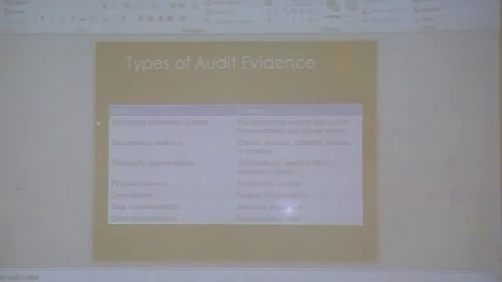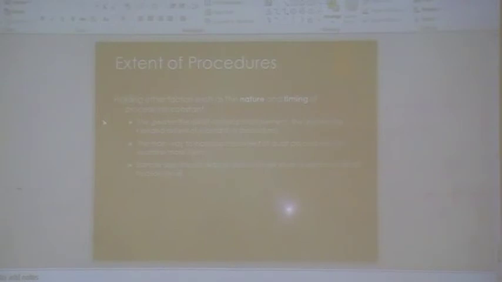Hold other factors, such as the nature and timing of procedures, constant. The greater the risk of material misstatement, the greater the need for extent of substantive procedures. So the more material we think our misstatement is going to be, the more procedures we're going to have to do. The main way to increase the extent of our procedures is to examine more items. That's basically what it is in English.